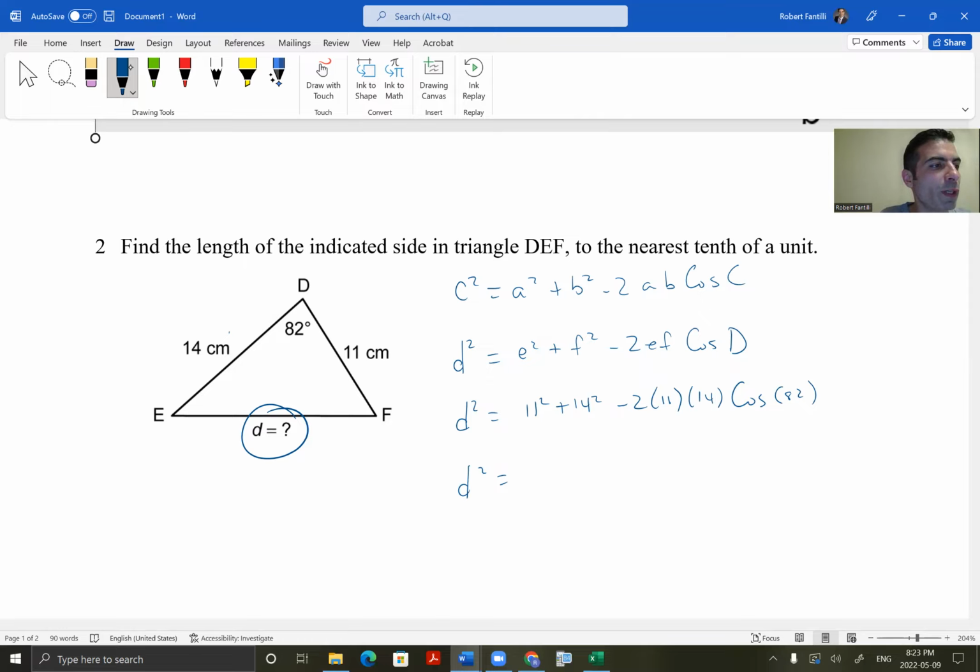I've got the luxury of having done it already. So D squared equal this whole part here, if you type in your calculator properly, will come out to 274.13. And then if we want to find D, we're going to square root both sides, and we're going to get D equal approximately 16.6 centimeters. I'll put a dot over that because we're using an approximate answer. And it's that simple. Okay.